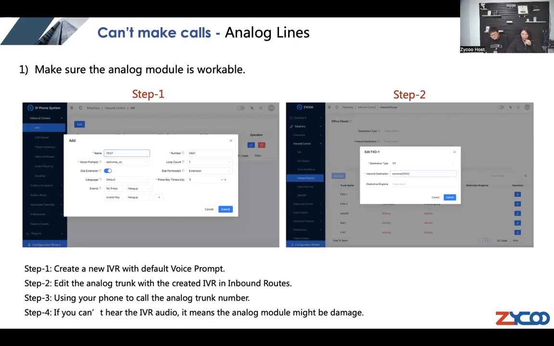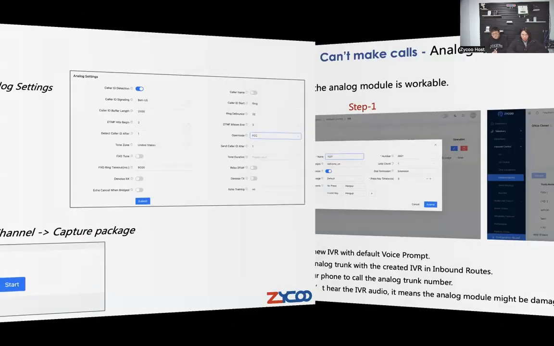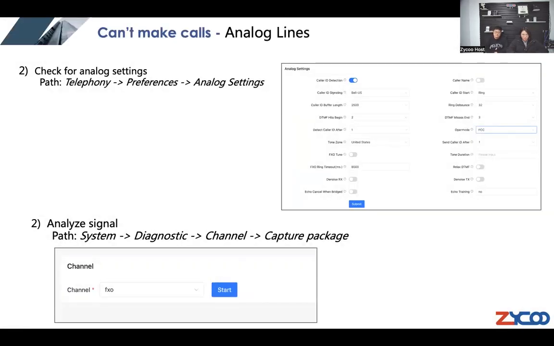So if we cannot make the outbound call or receive calls, the second case would be you need to check the analog settings, because different countries have specific analog signal settings on using the FXO.